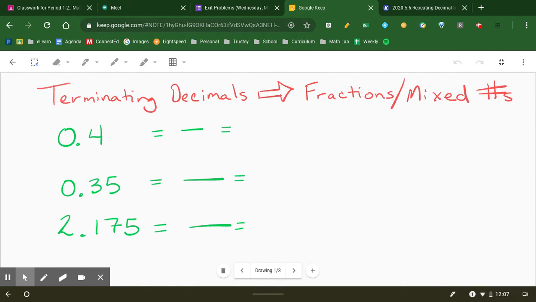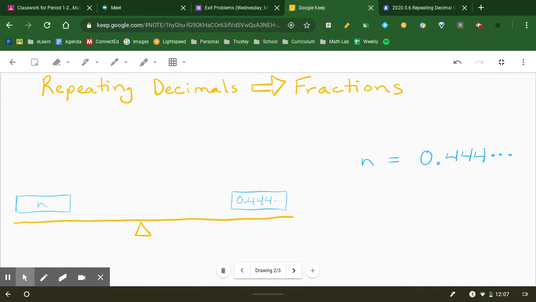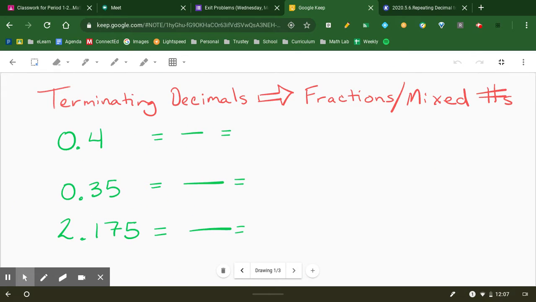I want to talk to you a little about where we've been before where we are going. Perhaps you remember from 7th grade, even 6th grade, how to turn terminating decimals into fractions or mixed numbers. From there, we're going to go to 8th grade: how to turn repeating decimals into fractions or mixed numbers. So, walk down memory lane. How do you turn a terminating decimal into a fraction?